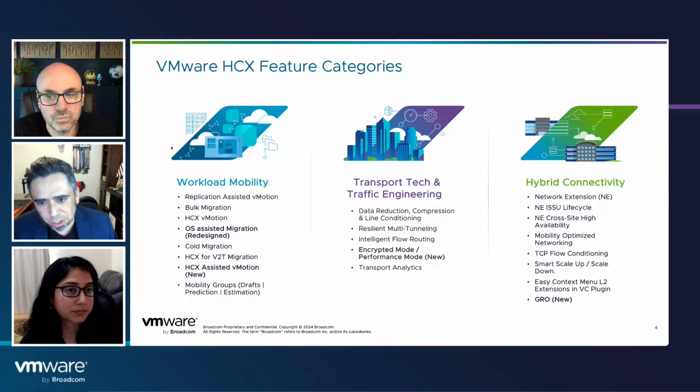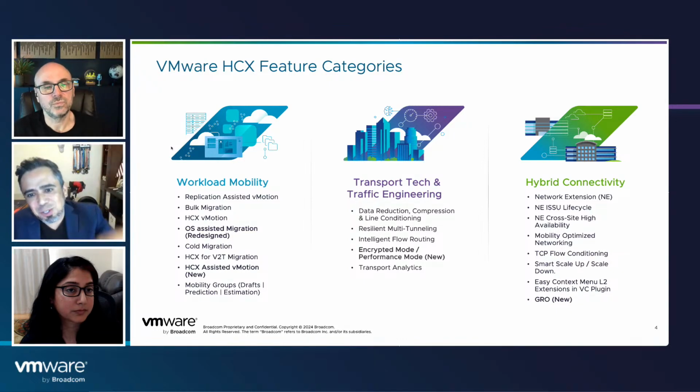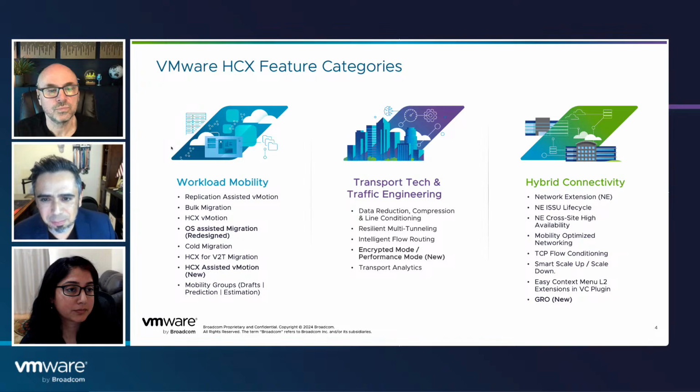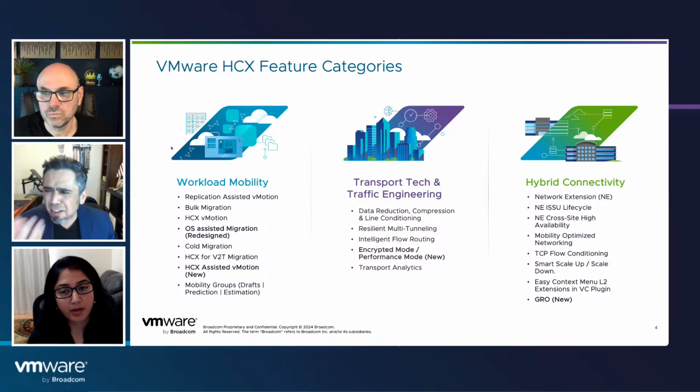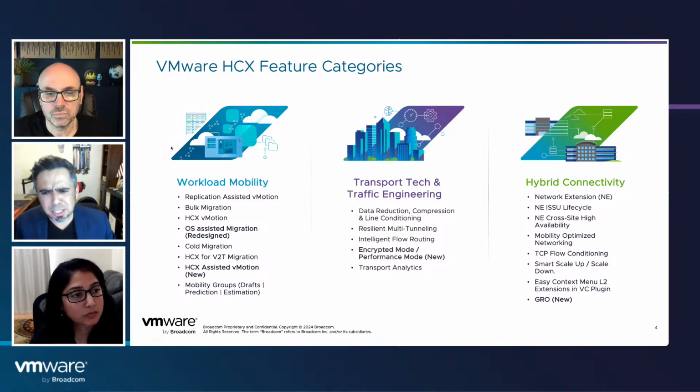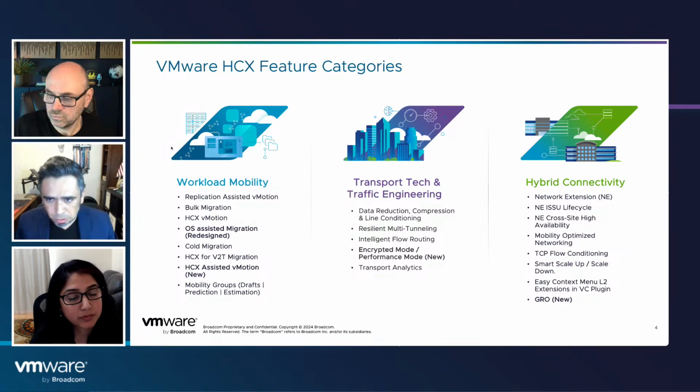So I can start there, right? You see a huge list of things there. You have everything from a cold migration all the way up to a replication assisted vMotion, and then more. The reason we have so many types is because there are different use cases that can take advantage of, or can be accomplished by, specific technologies, right? So I think it's really easy to think, I have vMotion, and vMotion by itself is a fantastic protocol, right?